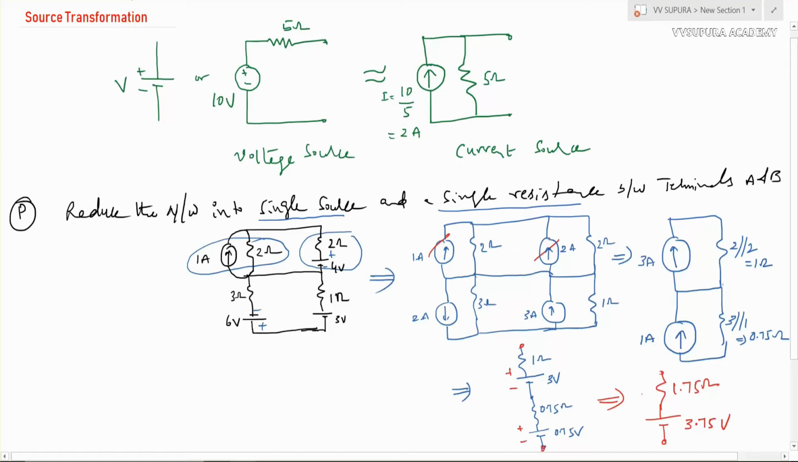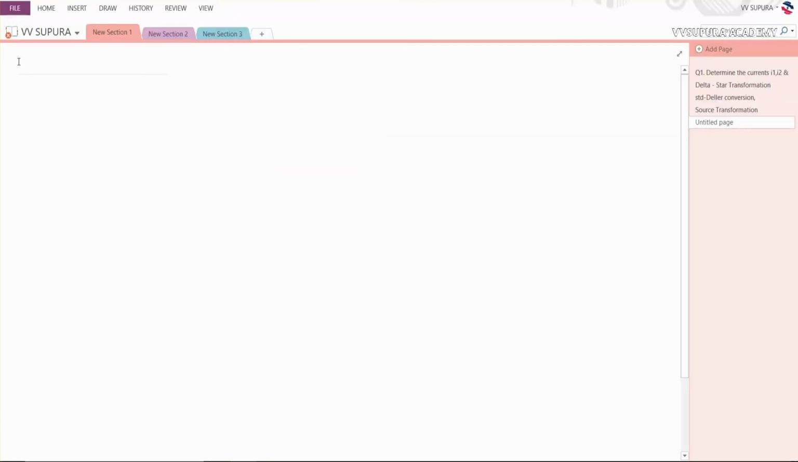Whether it is a current source or voltage source, I converted to a single voltage source, and you can try converting this network into a single current source and single resistor. In this way we can utilize this technique for source transformation, voltage to current source and current source to voltage source. Okay, let's do one more problem to understand better.